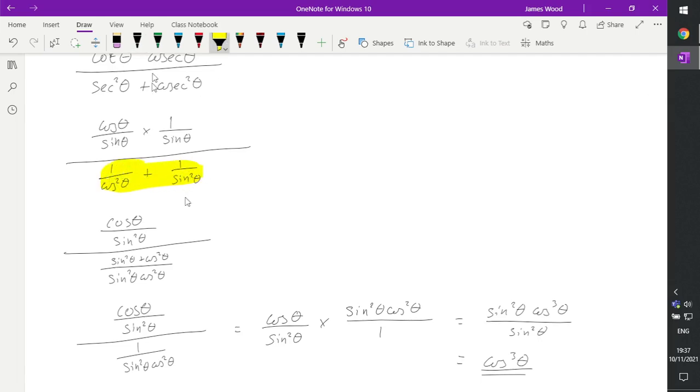It's exactly the same method as you would do if you had 1/3 plus 1/5. You would write them both as 15ths. Same idea.